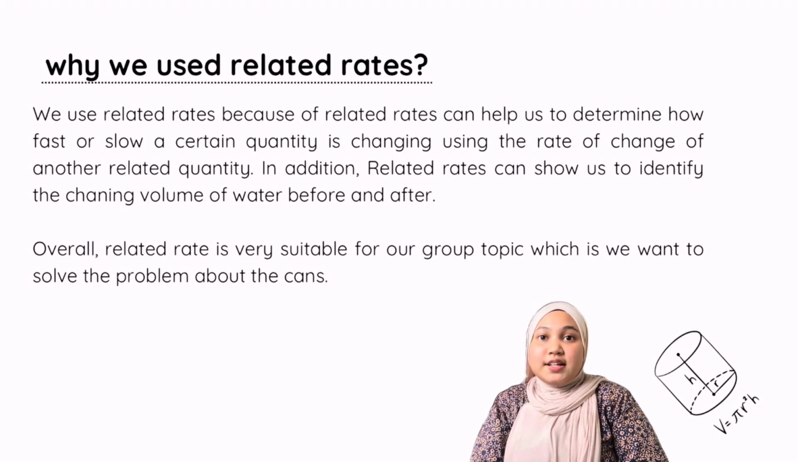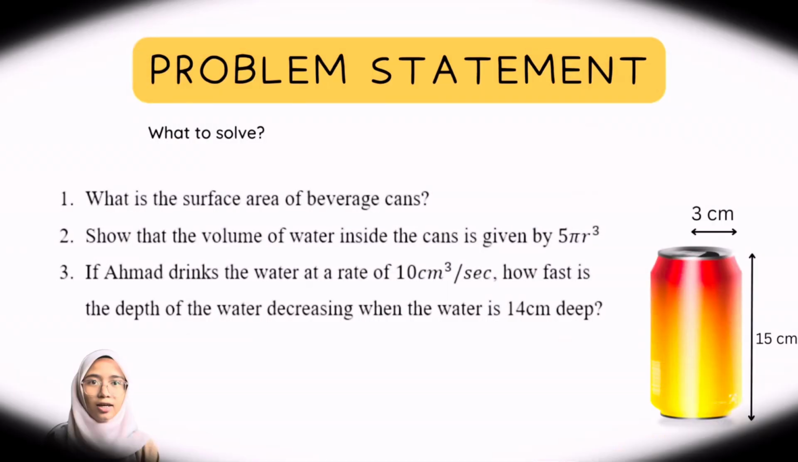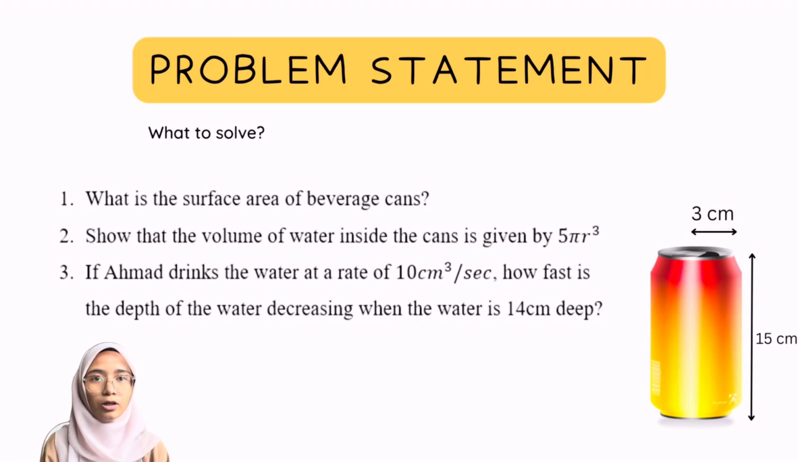Overall, related rates is very suitable for our group topic, which is that we want to solve the problem about the cans. Based on our video, the problem statements that we define are, first, what is the surface area of the beverage cans? Second, show that the volume of water inside the cans is given by 5 pi r cubed. And last, if Ahmad drinks the water at a rate of 10 centimeters cubed per second, how fast is the depth of the water decreasing when the water is 14 centimeters deep?